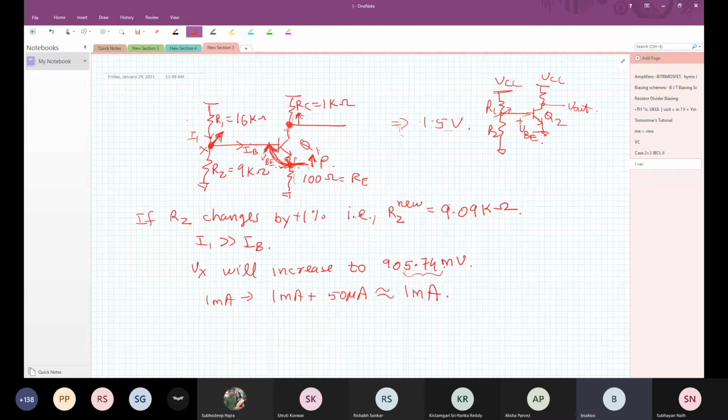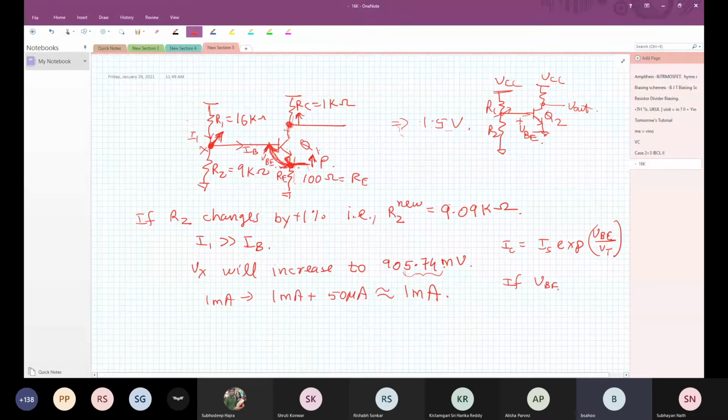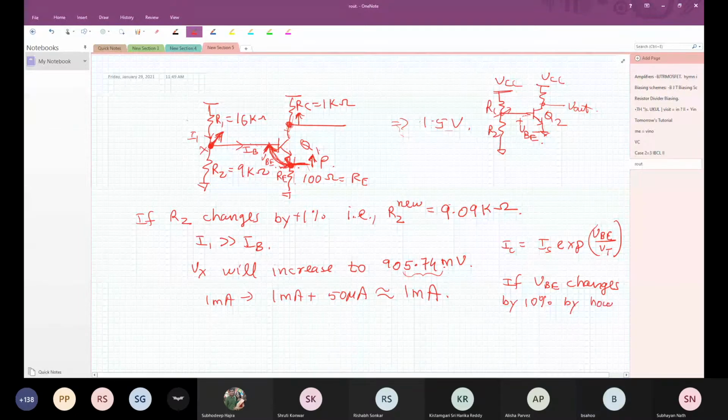Now the thing is, the voltage across this RE should be significant enough that it is able to counter the change in VBE. Now you can work out, if I have an exponential relationship, exp of VBE over VT, if VBE changes by 10%, by how much does IC change? Can you please work it out?